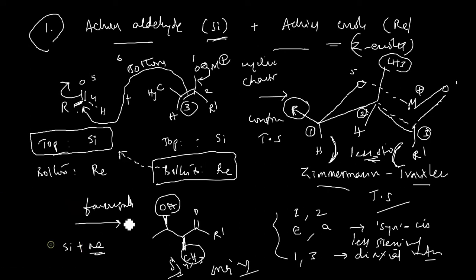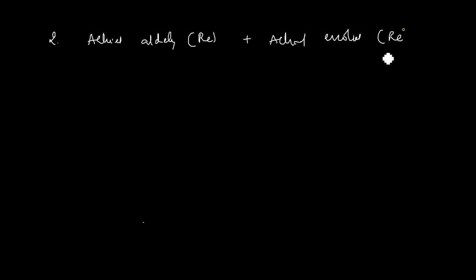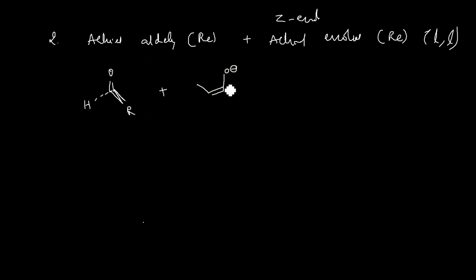And the second one is the achiral aldehyde Re and achiral enolate Re combination. So this is the second one, the like combination. Again, let us discuss both combinations. Take the aldehyde and treat it with the Z-enolate, right? Z-enolate.